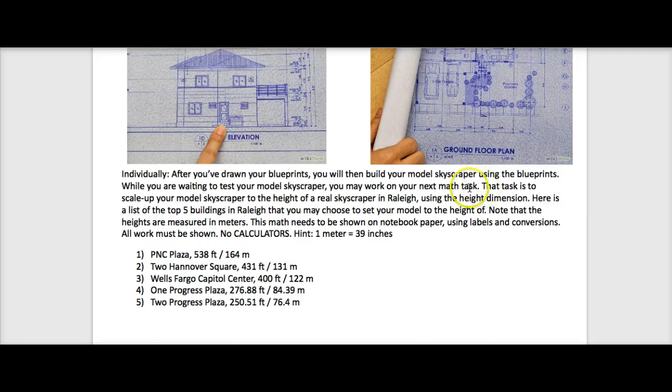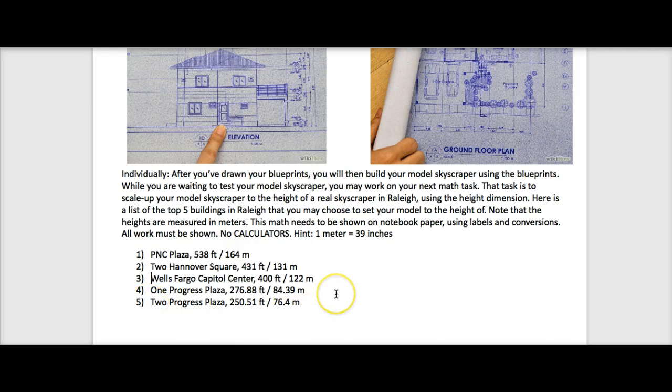This part is you have to take your skyscraper, the prototype that you built, and you have to scale it up to the dimensions of a skyscraper in Raleigh. And you're doing this in meters. Okay, so in meters. So right here you've got the PNC Plaza, you've got 2 Hanover Square, you've got Wells Fargo Capitol Center, 1 Progress Plaza, and 2 Progress Plaza.